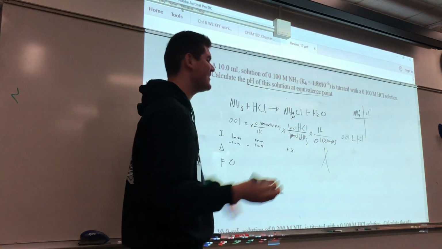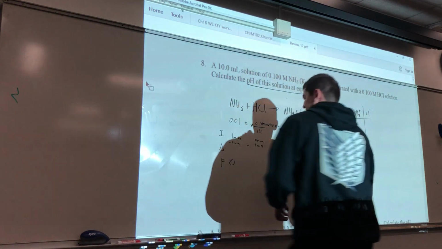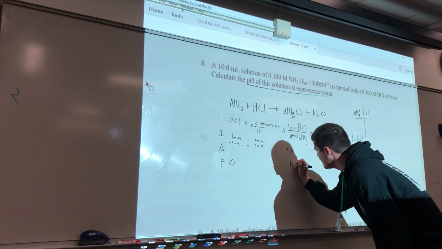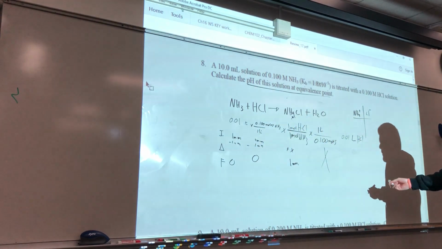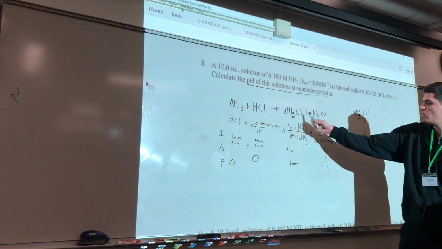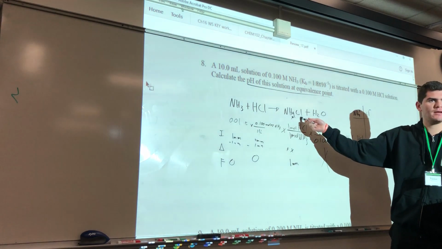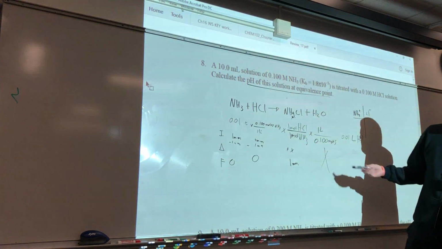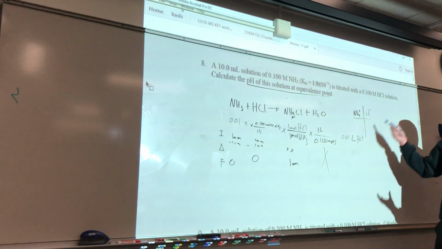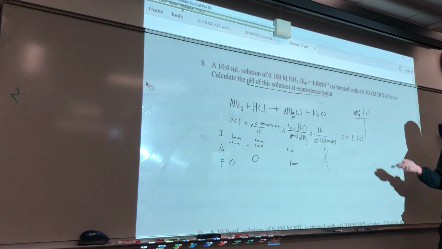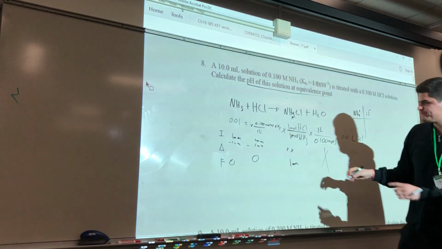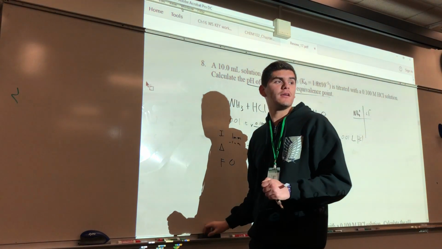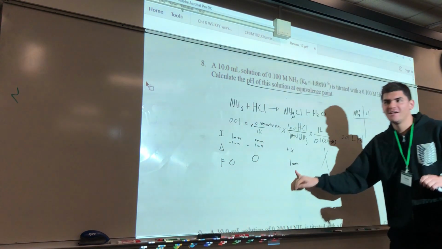So we're gonna get 1 millimole here and 0 here, right? So we produced 1 millimole of this guy, right? And we know that the NH4 is going to form an acid in solution. So we have 1 millimole of this guy hanging around.